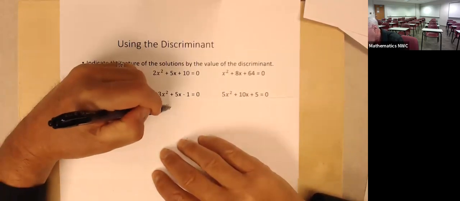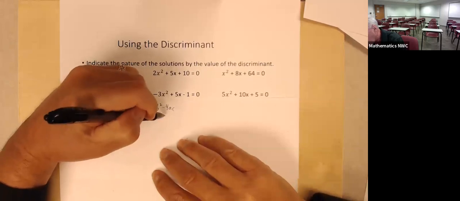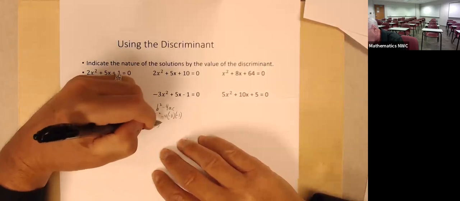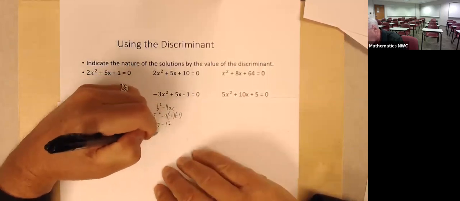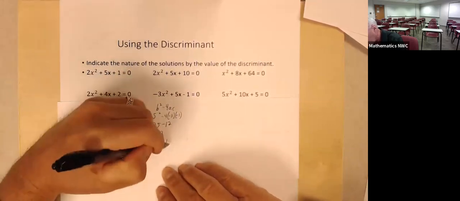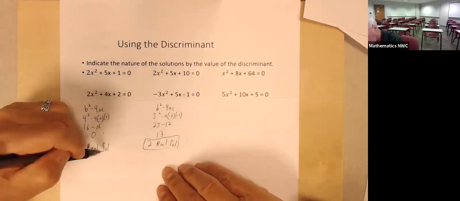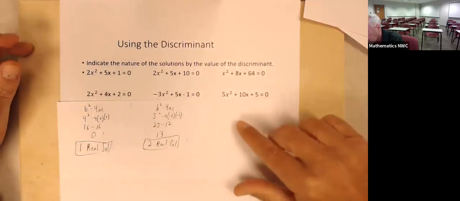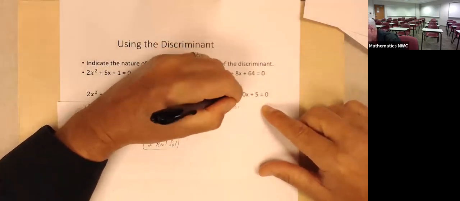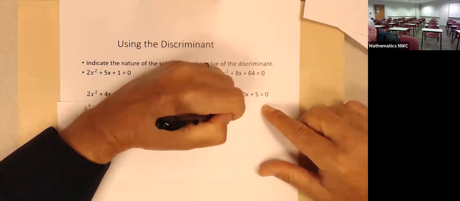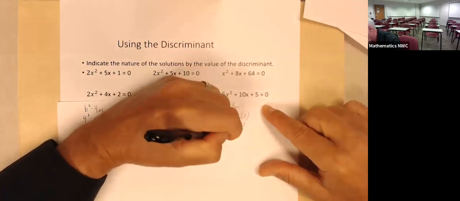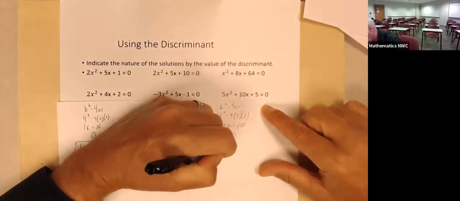b squared minus 4ac, I get 5 squared, minus 4 times negative 3 times negative 1 gives me 25 minus 12 gives me 13. That's positive. 2 real solutions. And our last one, b squared minus 4ac. b squared is 10 squared minus 4 times 5 times 5. That's 100 minus 100 gives me 0. I have 1 real solution.